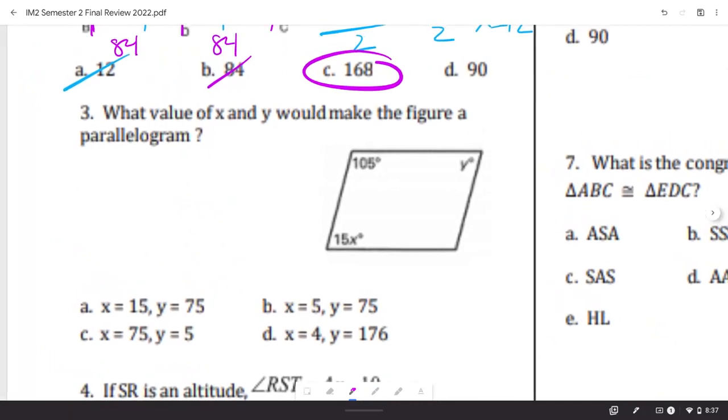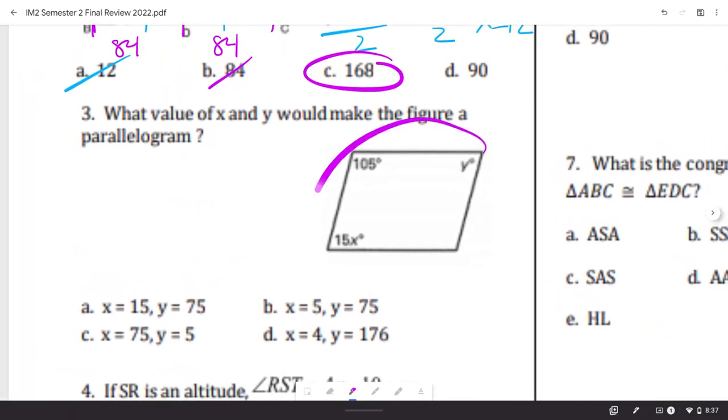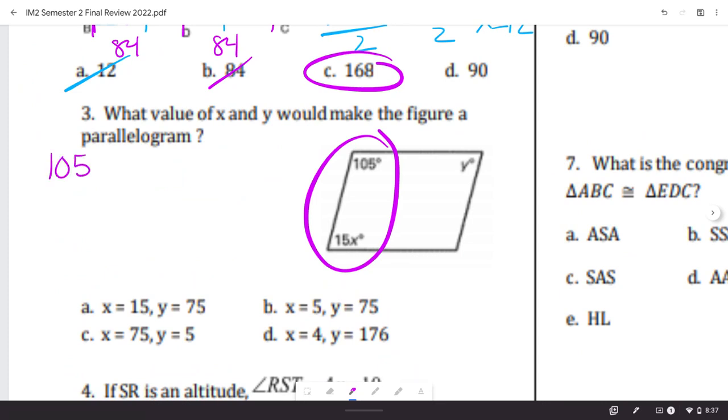So number 3, again, you've got a parallelogram. It's not in a circle. It's not an inscribed quadrilateral. It's a parallelogram. That was a few modules before module 8. And remember that these are going to be supplementary, okay? So we've got 105 plus 15x equals 180.